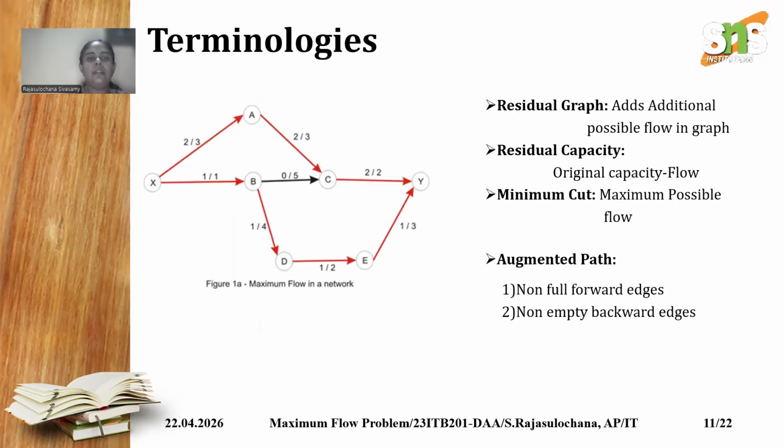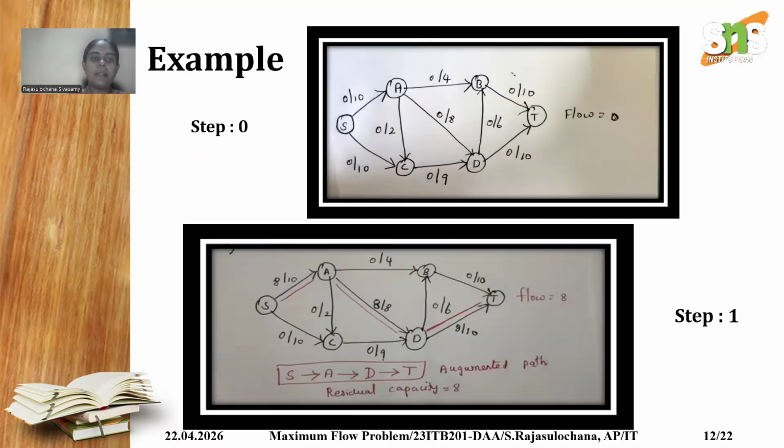So these are some of the terminologies that we use in flow networks: residual graph, residual capacity, minimum cut, and augmenting path. The residual graph adds the additional possible flow in the graph. Residual capacity is the original capacity. And min cut is the maximum possible flow. Any path can be chosen as your augmenting path if it satisfies two conditions. That is, there should not be any full forward edges and there should not be any empty backward edges. Such paths can be considered as an augmenting path.